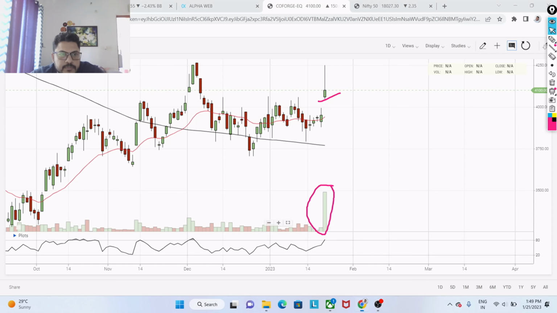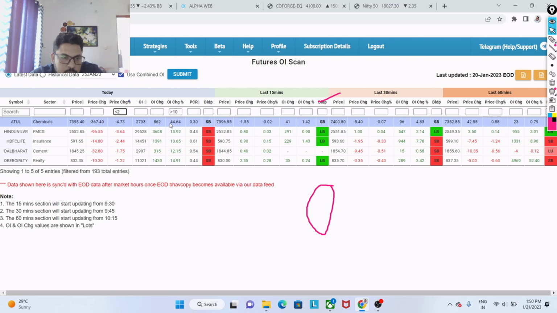Open interest greater than 10%. See, in buying and in selling, both the sides open interest will rise. That's the reason we are keeping the open interest change percentage as greater than 10. But price less than 2% is your bearish stocks, greater than 2% is your bullish stocks.